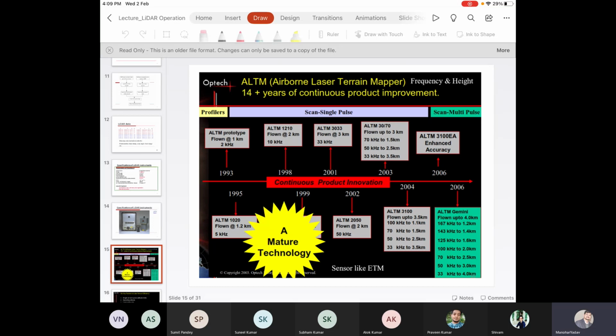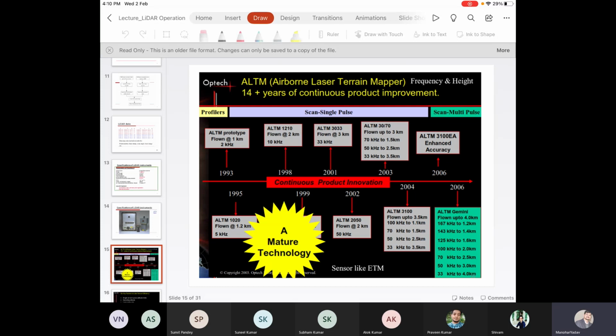While in 2001, this range further improved. As you see, in 1999, this technology became matured for use at a commercial scale. So in 2001, the maximum range at which a target point can be captured is up to 3 kilometer, and 33 kilohertz pulse firing rate was obtained.